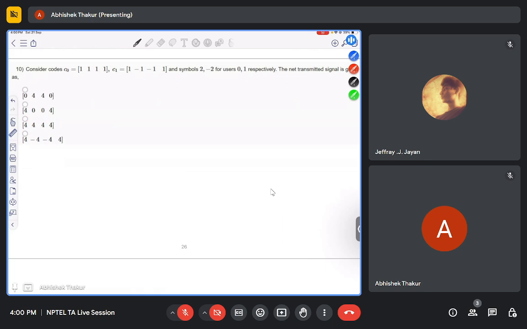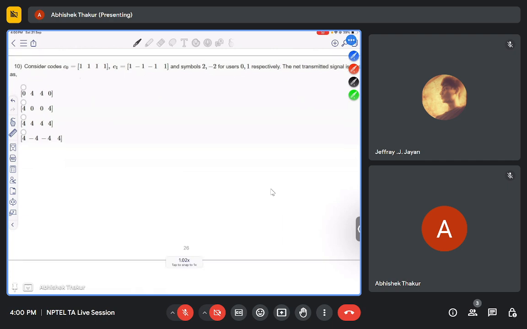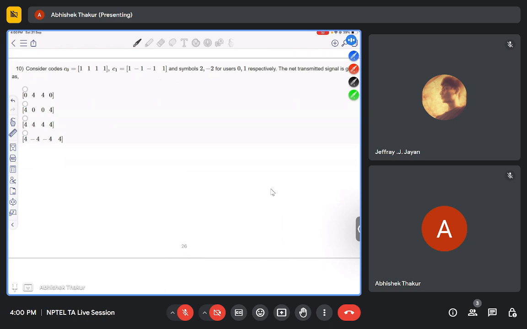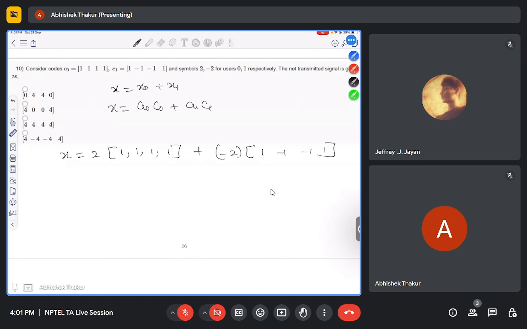Now coming to question number 10. The transmitted CDMA signal for code C0 is given as 1 1 1 1, C1 is given as 1 minus 1 minus 1 1, and the symbols are 2, minus 2 for user 0, 1 respectively. The net transmitted signal is x is equal to x0 plus x1. So x is equal to a0 c0 plus a1 c1. So x is equal to 2 times 1 1 1 1 plus minus 2 times 1 minus 1 minus 1 1. So x will be 2 2 2 2 plus minus 2, plus 2, plus 2 and minus 2. So x is equal to 0 4 4 0. So option A is the correct answer for this question.